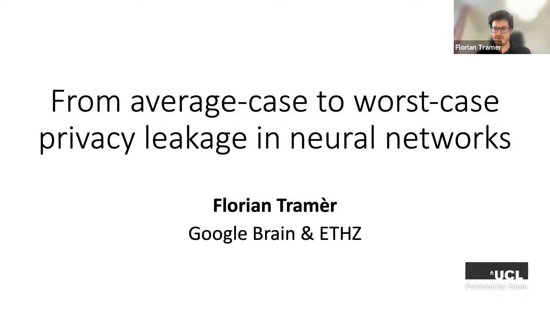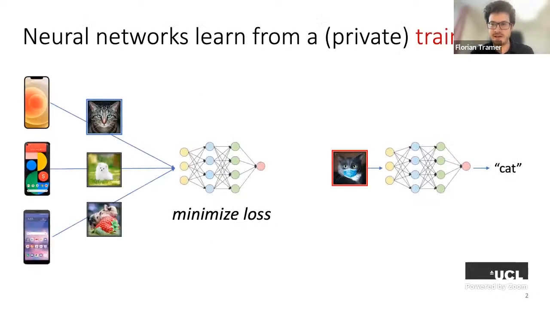So let's get started. As the title of my talk suggests, we're going to talk about privacy leakage in neural networks. I'll be discussing various ways in which we could measure privacy leakage in neural networks from either an average case or worst case perspective, and how we could also have attacks that either target the average user or the worst case user in a data set. Hopefully this will make more sense as we get along, but let's just get into it.